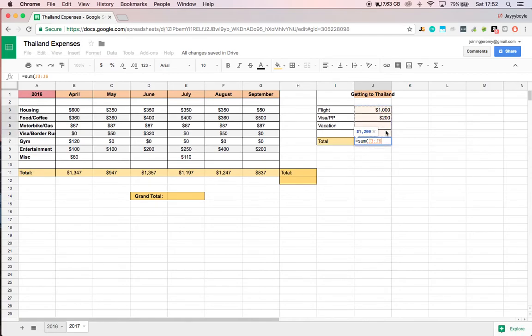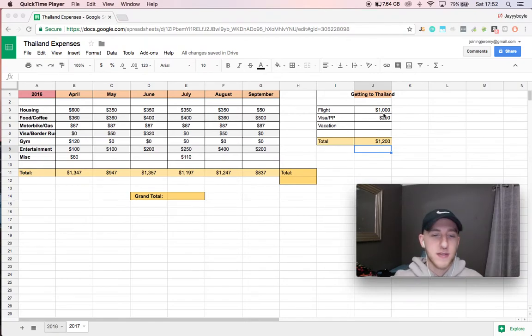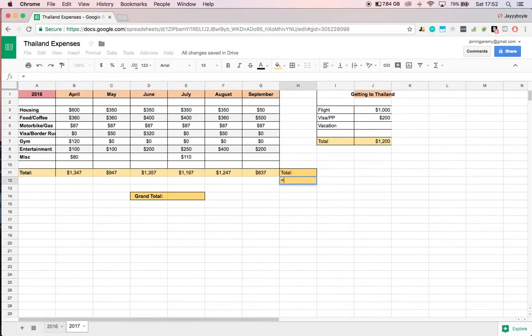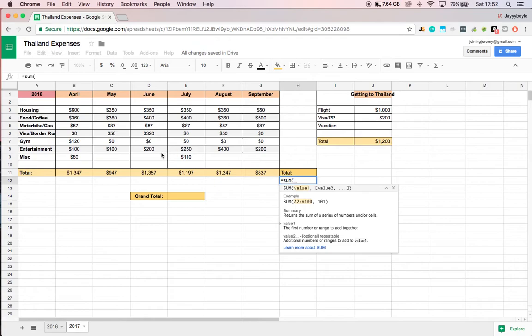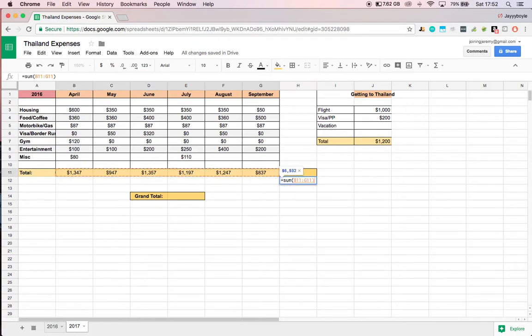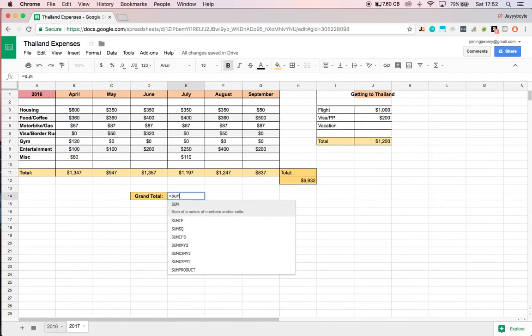So the total for my visa and flight is $1,200. I'm also going to be spending less on my flight. My flight there I got is only $500, and I'm hoping to find another $500 flight back. I just don't know how long I'm going to stay, if it's going to be 3 months, 4 or 5, or 6 months. So this is kind of just an estimate. Let's go for the total here. All right, so $6,932 for all my living expenses.